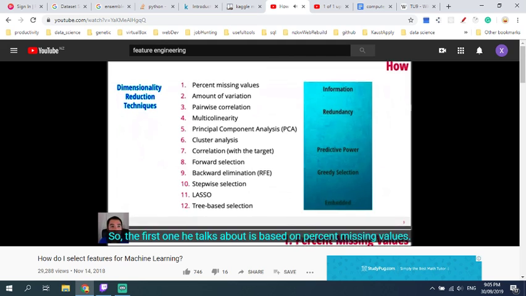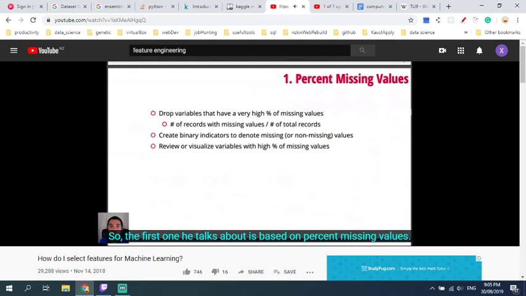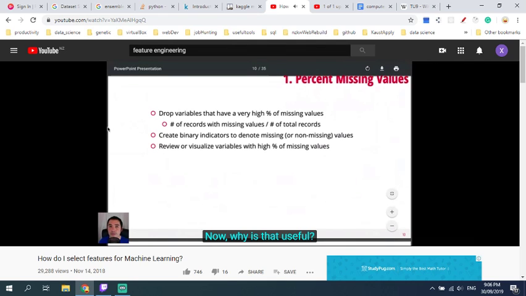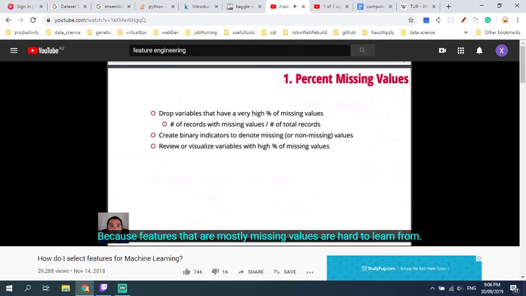Okay. So the first one he talks about is based on percent missing values. So again, Davis has 400 features and he's asking, how do I remove some? And the first idea is to remove features that have a high percentage of missing values. Now, why is that useful? Because features that are mostly missing values are hard to learn from. A machine learning model learns from your data, and when most of the values are missing, it's hard to learn from.